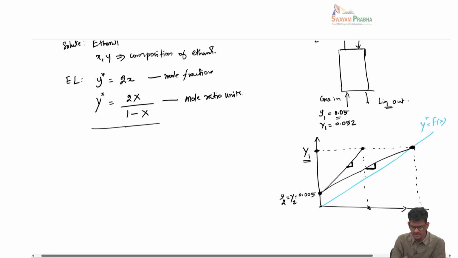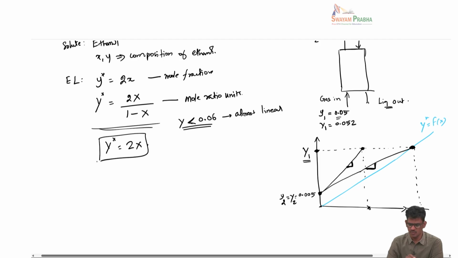However, if you plot this in an Excel sheet, you will find that if y is less than 0.06, this is almost linear. So as long as I have a composition y smaller than 0.06, I can simply write this as just 2x. Why am I saying 0.06? Because the highest value itself is only 0.05. The composition I am not going beyond 5%.